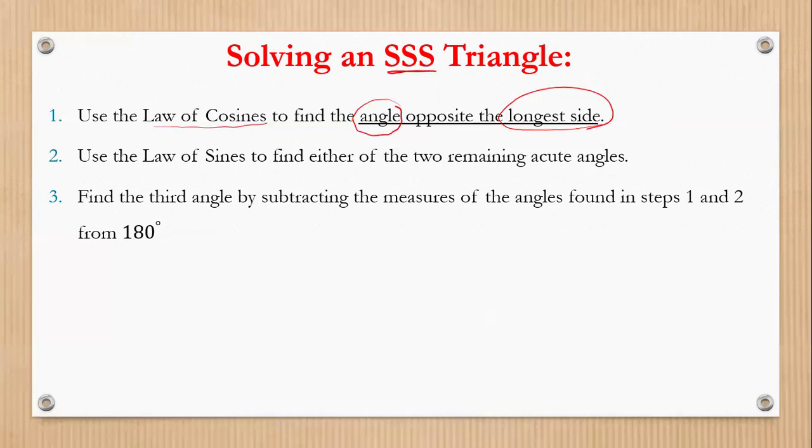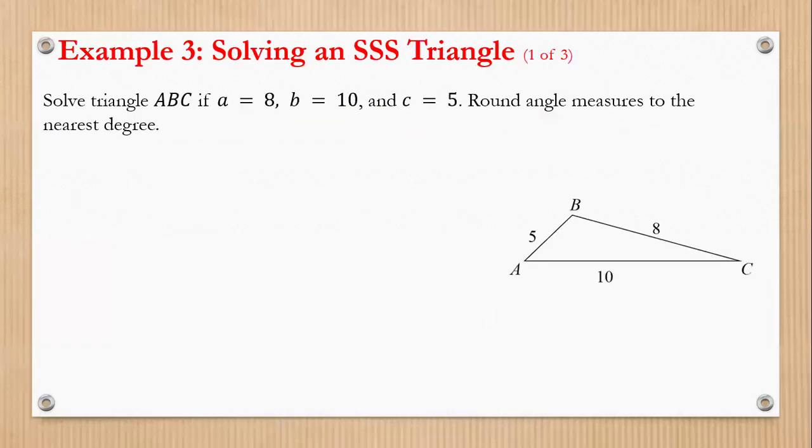Then we use law of sine to find either of the 2 remaining angles. So it doesn't matter which one we find first. And after finding one of them, we can add them, subtract from 180, and then we will have all 3 angles. Let's see in an example how it works.